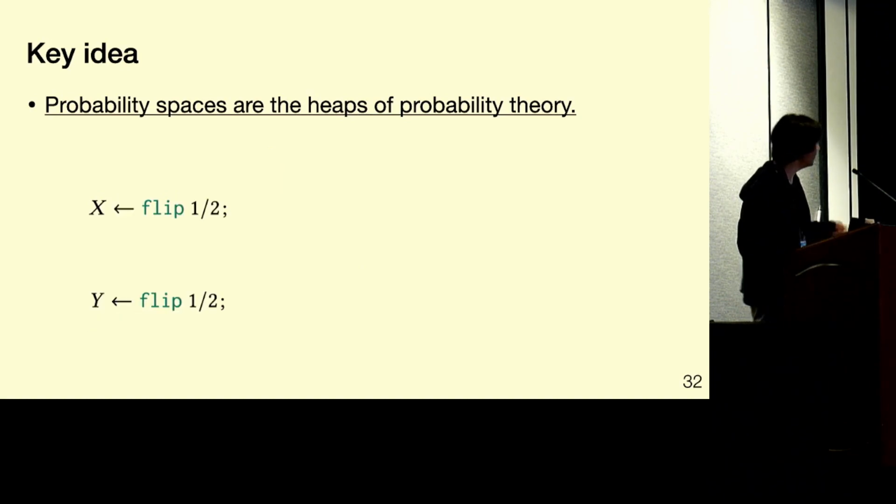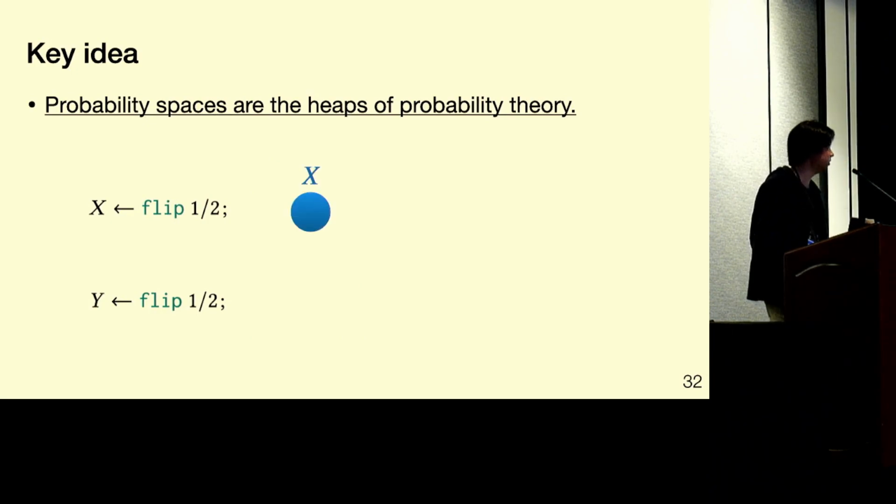Now it turns out you can do the same thing for probability, right? So I have this two-flip program. The first flip I can think of as generating a fresh random variable that's backed by some fresh probability space. And same for the second flip. I can think of it as generating a fresh random variable backed by a red probability space.